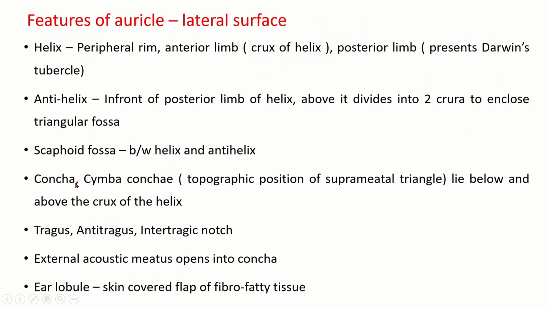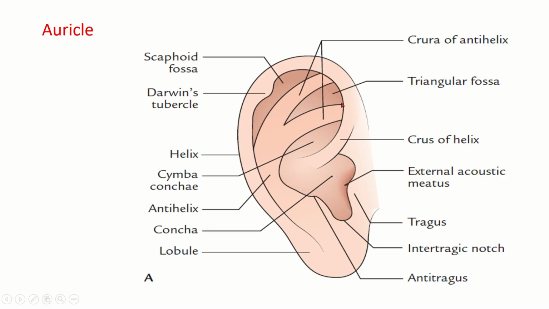Now you can see there is the concha and symboconcha. The symboconcha is the topographic location for the suprameatal triangle. The anterior limb continuing as the crux of the helix divides this entire concha into a small area called the symboconcha, which represents the topographic location of the suprameatal triangle. Here you can see this is the concha proper, which leads into the external acoustic meatus. So the crux of the helix separates the symboconcha from the concha.